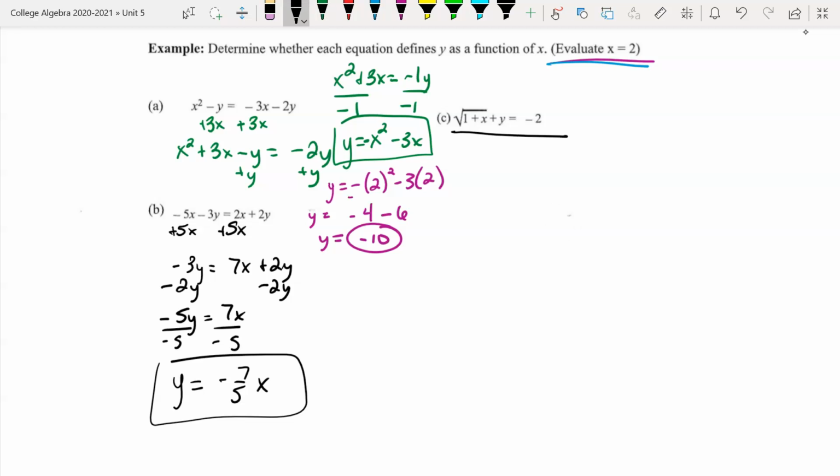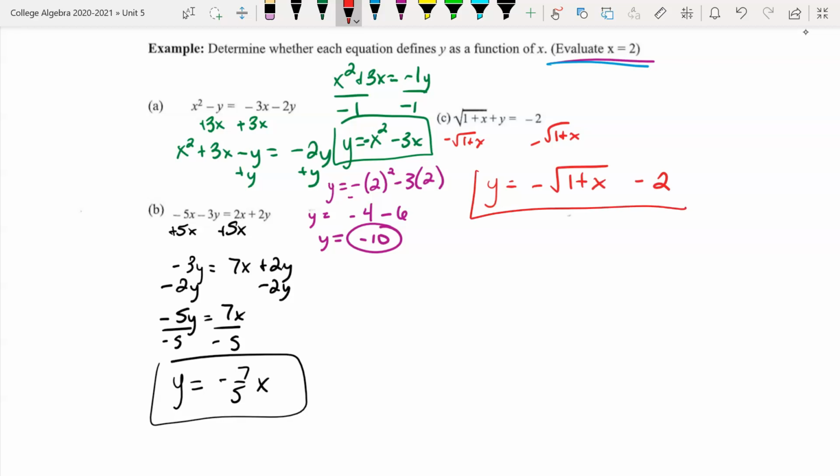Next one, this one shows up on the Hawks. It's kind of a difficult one because people don't know what to do with the square root. Well, instead of squaring both sides, just subtract the whole square root. I know it seems kind of weird, but that is one big term. So my answer could literally be this. y equals negative square root of 1 plus x, minus 2 if you subtract it to the other side. And then if I said, hey, solve for x equals 2, you'd plug it in and solve it.